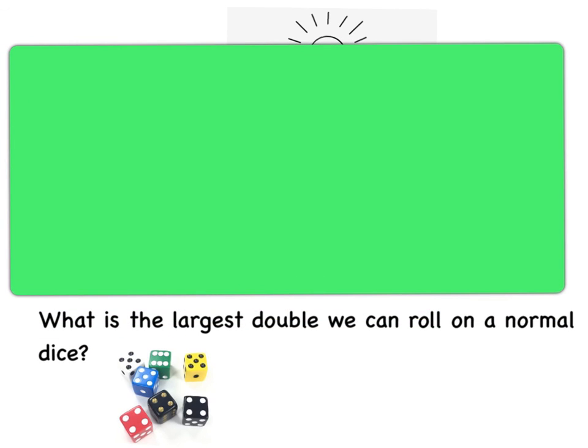What is the largest double we can roll on a normal dice? Pause the video while you work it out. Okay, let's see if we can work this out together. We know that the biggest number on a dice is the number 6. So if we have 2 dice, that means that we will have 6 and 6, which is double 6. Double 6 makes 12. Did you get that right? Well done if you did.